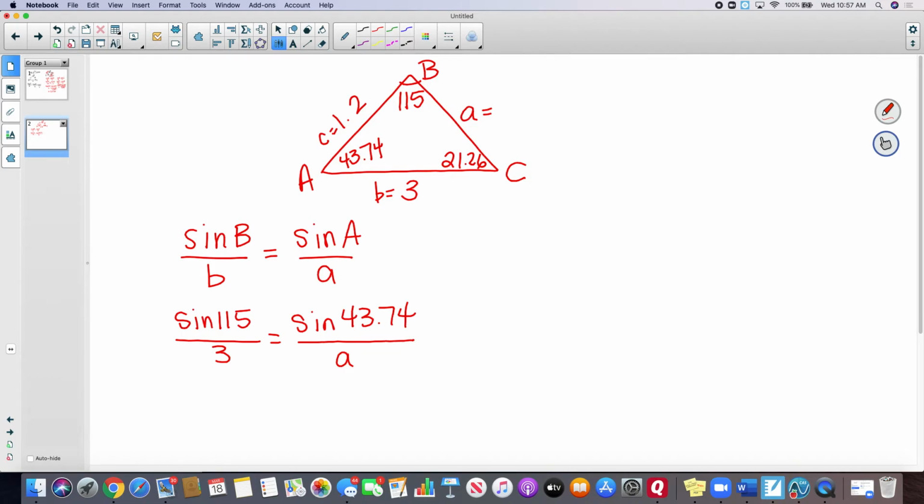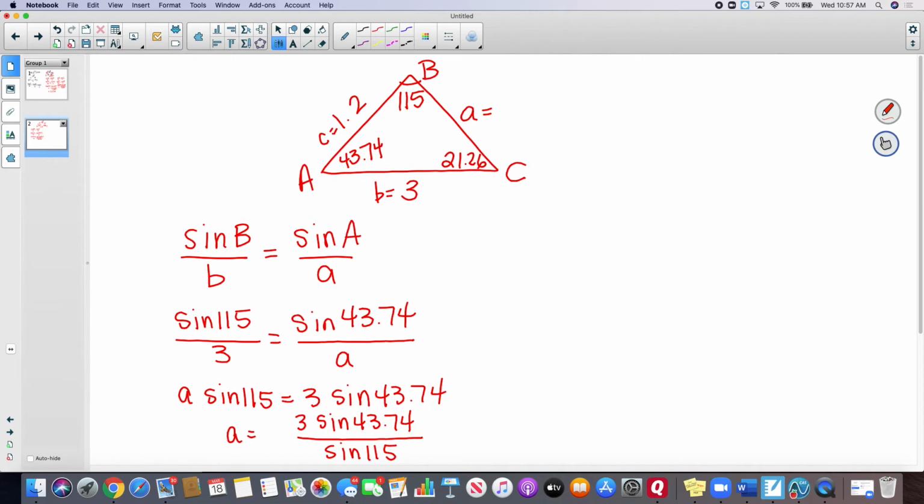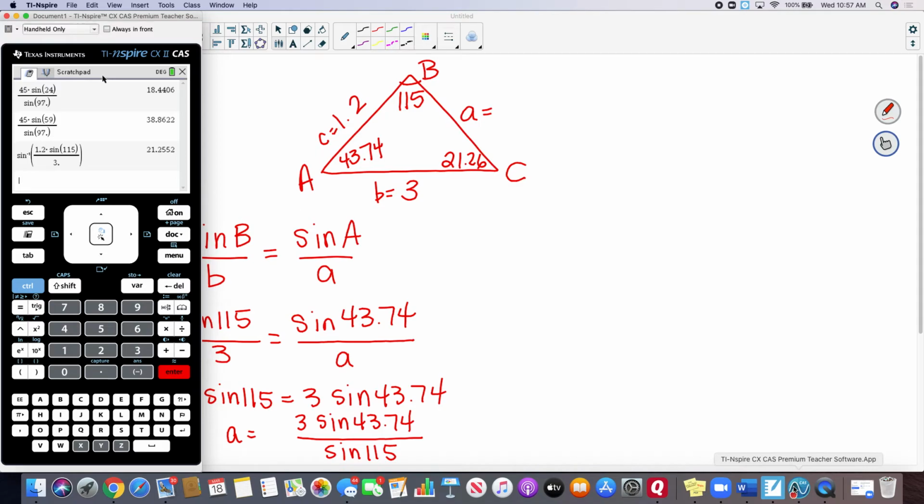All right, we're going to cross multiply. A sine 115 equals 3 sine 43.74. So to solve for A, I'm going to say 3 sine 43.74 over sine 115. Okay? In this problem right now, there's not anything that has inverse sine in it because we're not looking for an angle measure. So in this problem that I'm about to type into the calculator, I should not be typing anything with inverse sine in it. Okay?